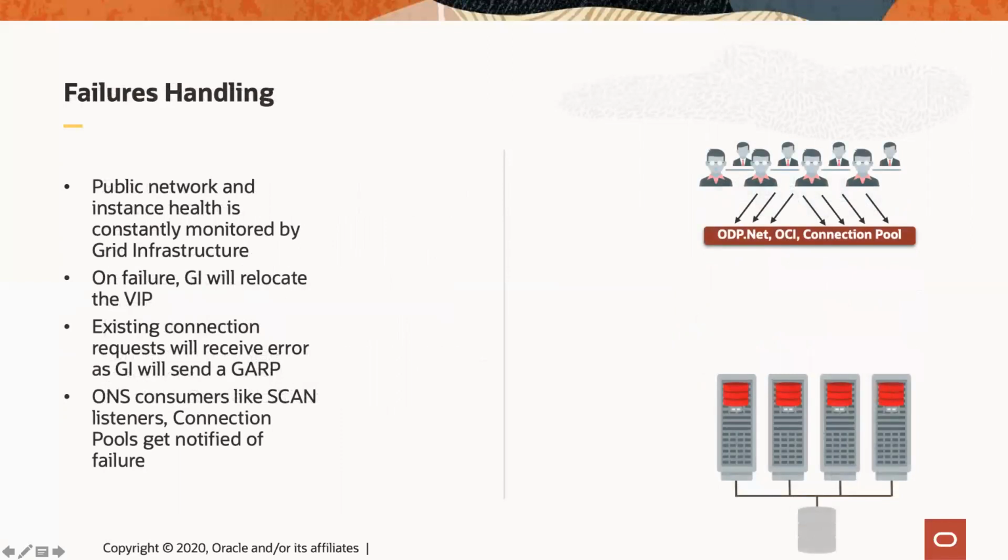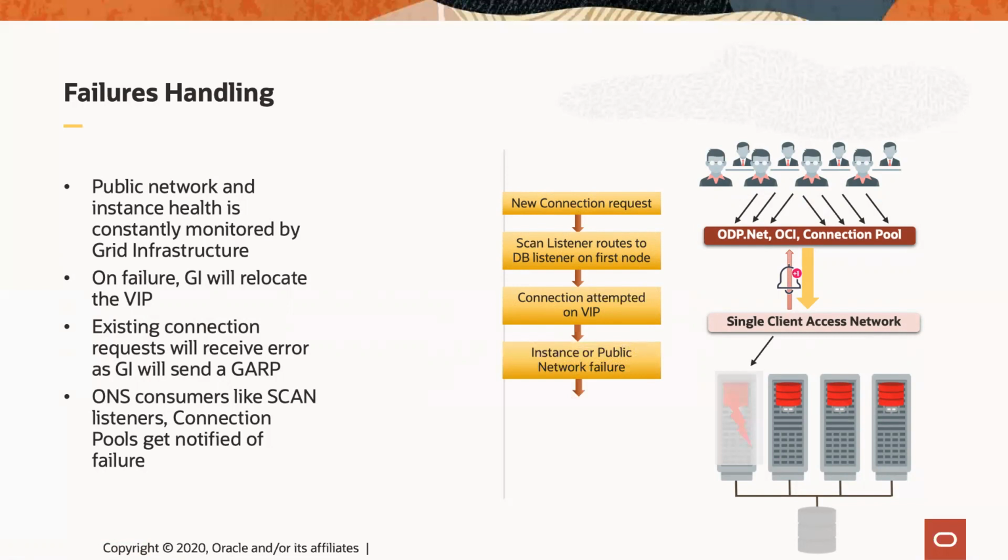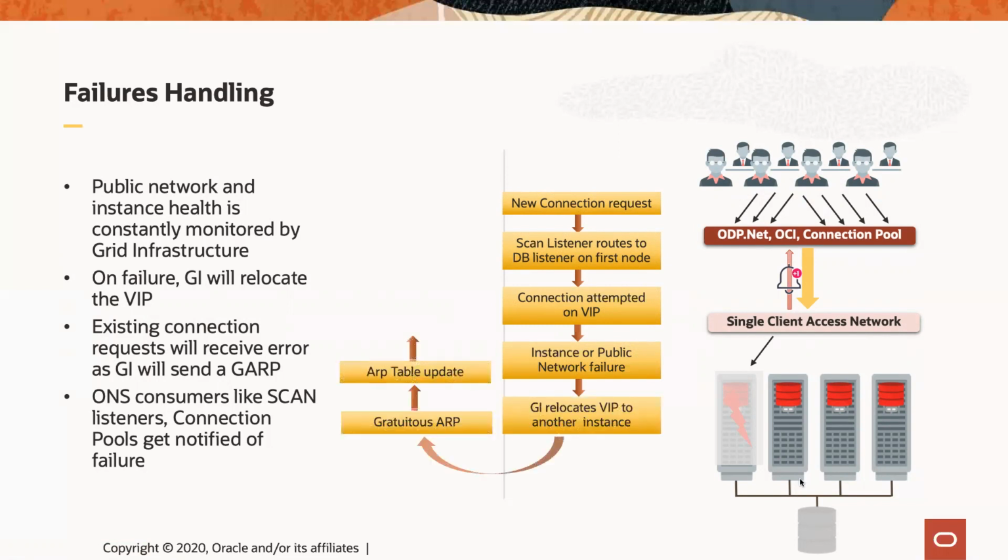So let's look at failure handling. Let's say you have all these sessions coming in via a connection pool. If there's a new connection request, it would get routed to one of the SCAN listeners. It'll say, hey, go to a certain node. If it goes to node number 1, we'll attempt a connection on the VIP. If for some reason while it is taking the connection, or even after it has taken the connection, the instance fails or there's a public network failure, the GI, or grid infrastructure, will relocate the VIP to the other instance. We'll also issue a gratuitous ARP. There'll be an ARP table update underlying. Again, the client doesn't have to do anything.